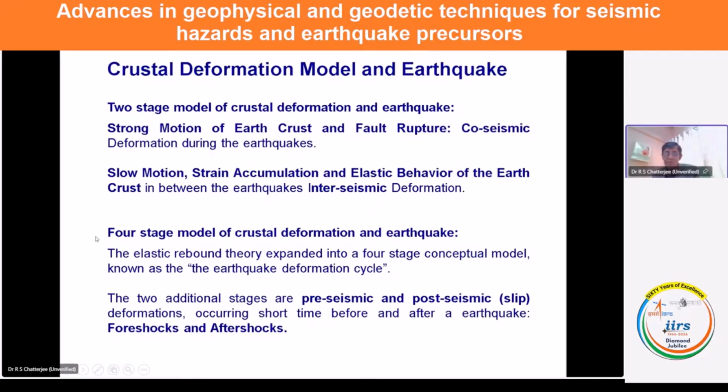But nowadays we are working with a four-stage model of crustal deformation. This elastic deformation theory explains that, instead of the two-stage model, the four-stage model is more convincing. These two additional stages are: one, before the earthquake happens, that is the pre-seismic phase; another, after the earthquake happens, that is the aftershocks, the post-seismic phase. So foreshocks and aftershocks are the two more stages added in the four-stage model of crustal deformation and earthquake.